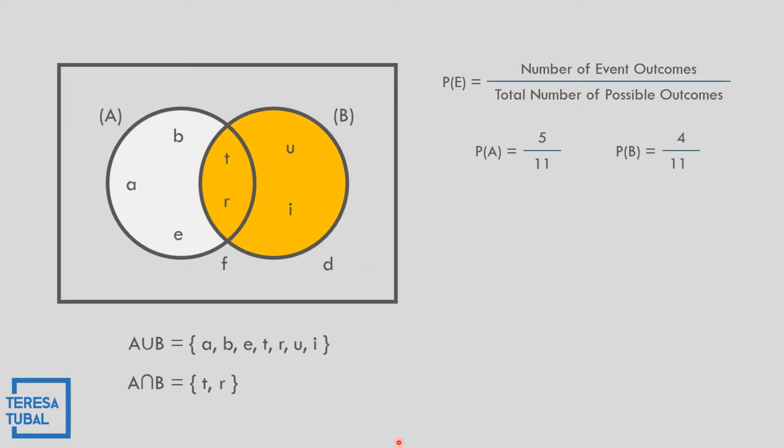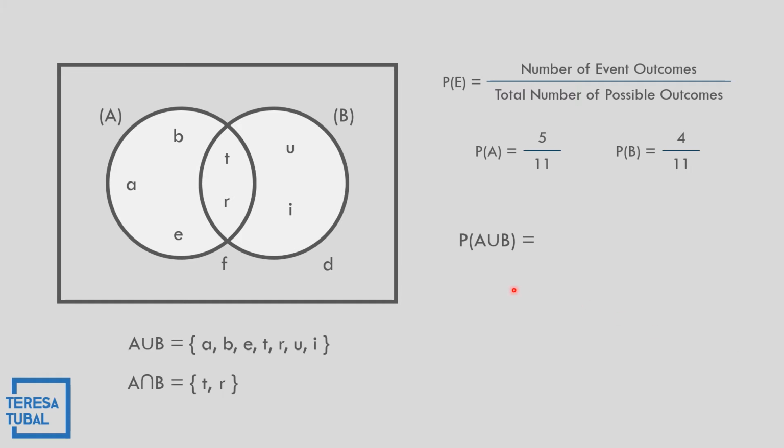How about the probability of event B? The probability of event B is 4, 1, 2, 3, 4. And then the total number of possible outcomes is equal to 11. So the probability of event B is equal to 4 over 11.